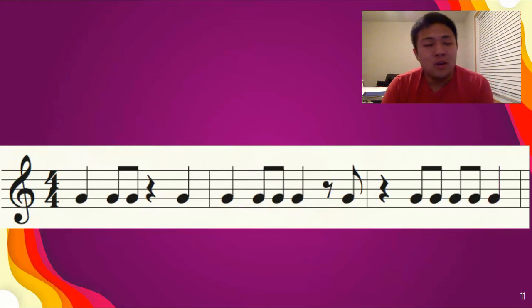Last measure, ready. 1 and 2, last measure, clap, go. 1, 2 and 3 and 4. Try it again. 2, ready and go. 2 and 3 and 4. Let's clap the whole thing together.